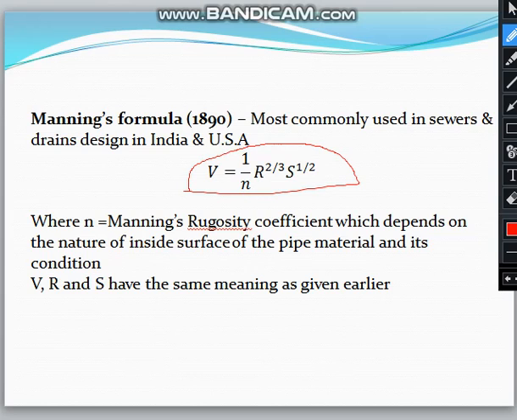Here n is Manning's rugosity coefficient, which depends on the nature of the inside surface of the pipe, its material and its condition. V is the velocity of flow, R is the hydraulic mean depth, S is the slope of the channel. These things were already discussed. So Manning's formula is also very important: V is equal to 1 by n R power 2 by 3 S power 1 by 2.